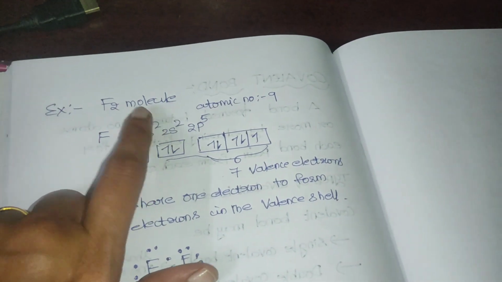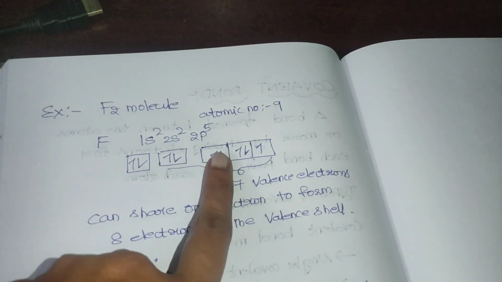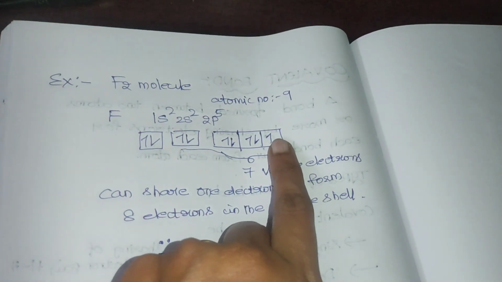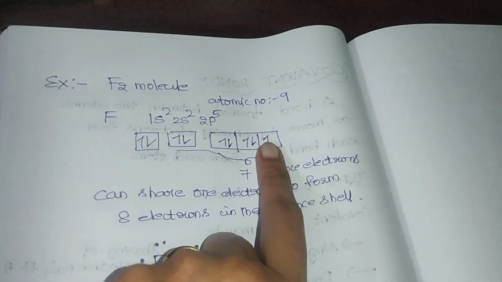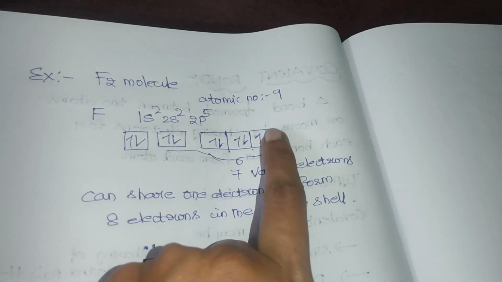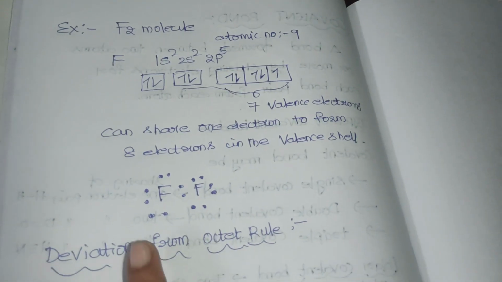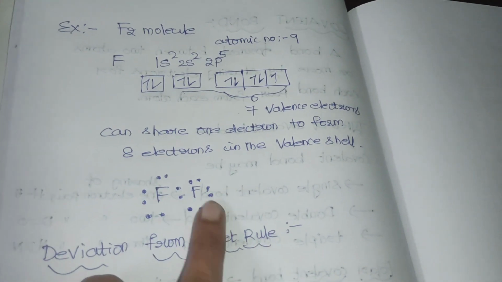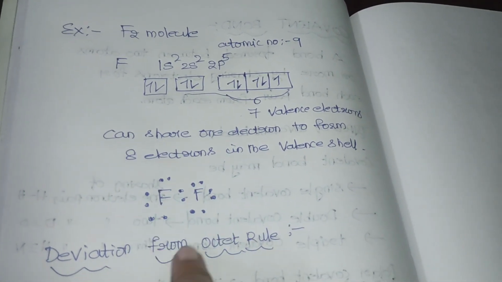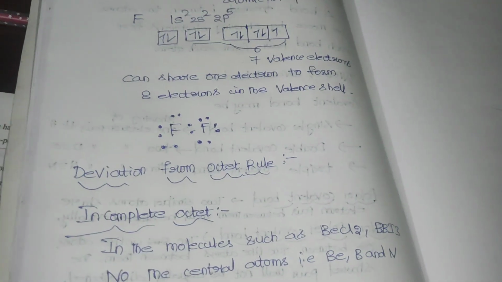If we see the F2 molecule, its atomic number is 9. The electronic configuration is 1s2, 2s2, 2p5. There are 7 valence electrons in the outermost shell, but only one unpaired electron is there. So it can share 1 electron to make 8 electrons in the valence shell, so that it is completely filled and attains the nearest inert gas configuration. So like this, F-F: one electron pair is shared between these two and the others are lone pairs. Or F dash F, because only one pair is shared.